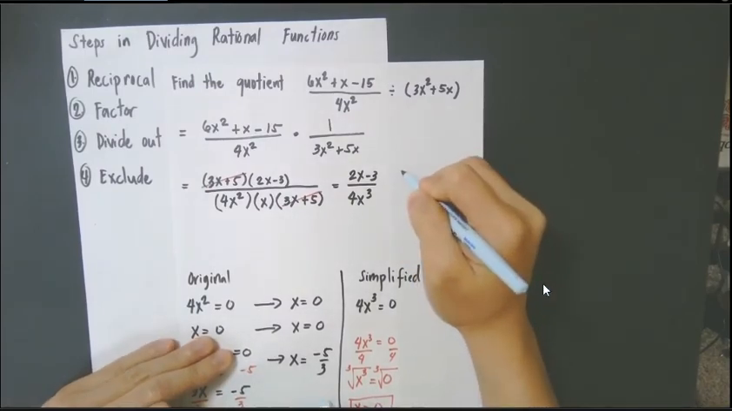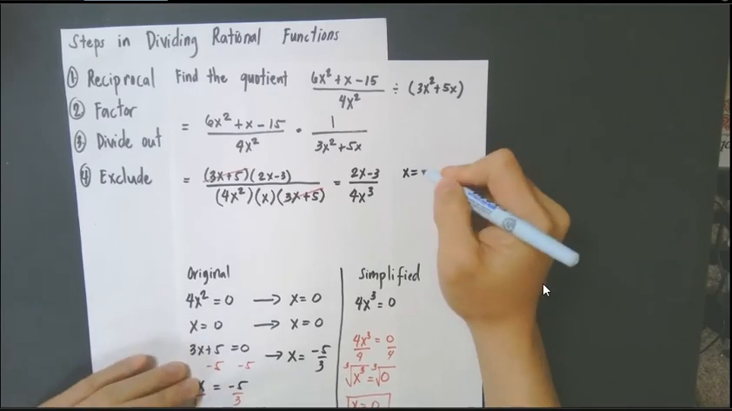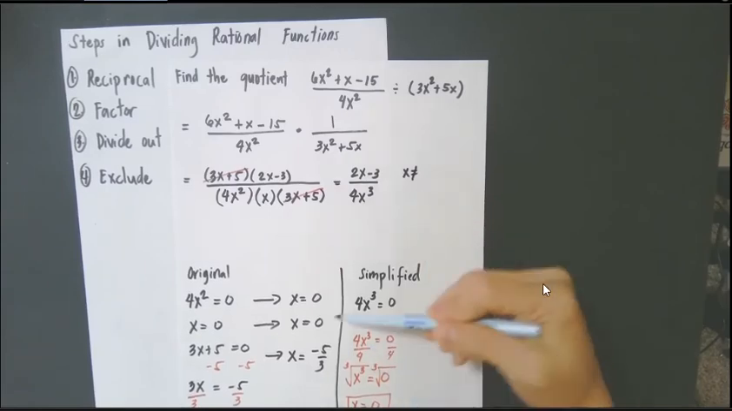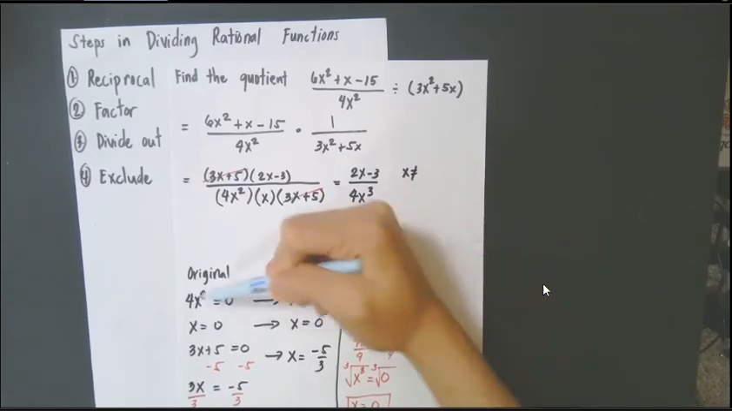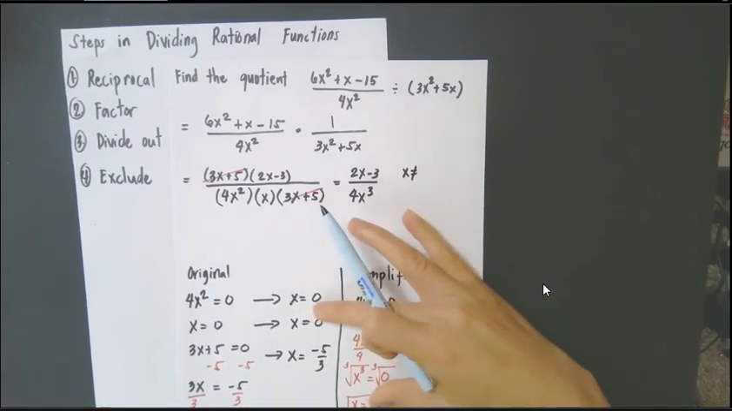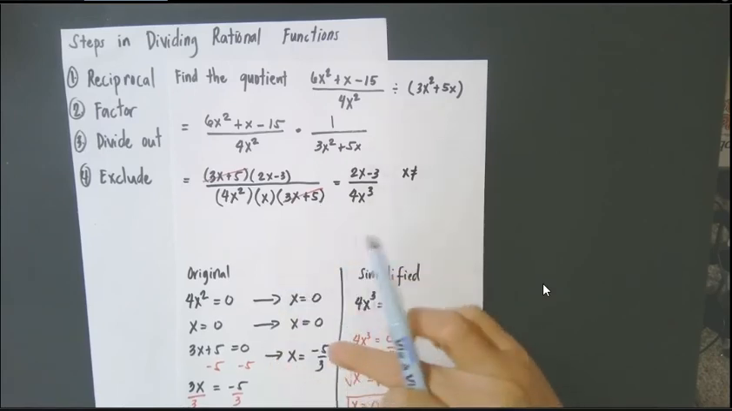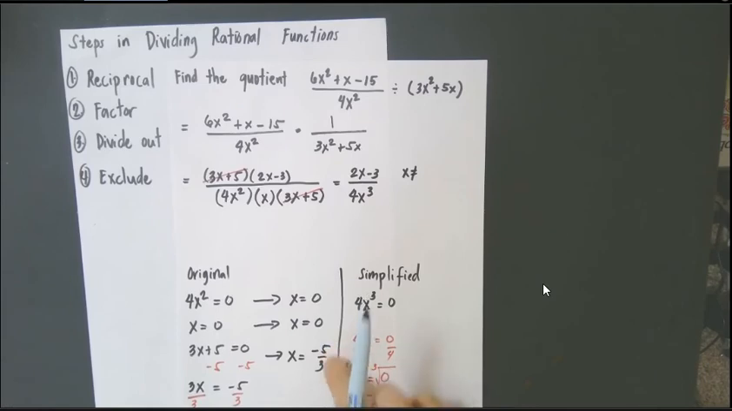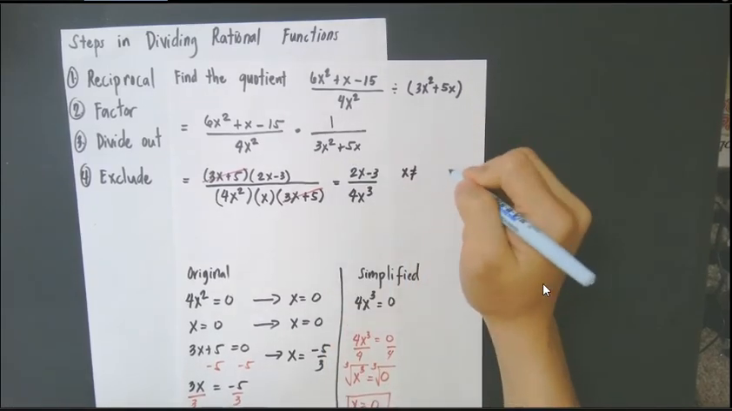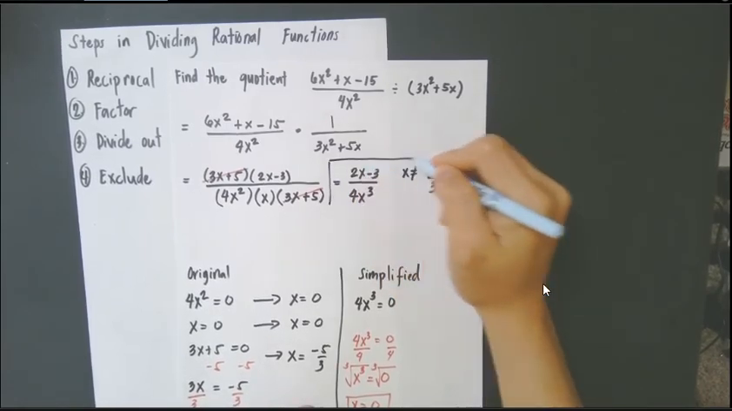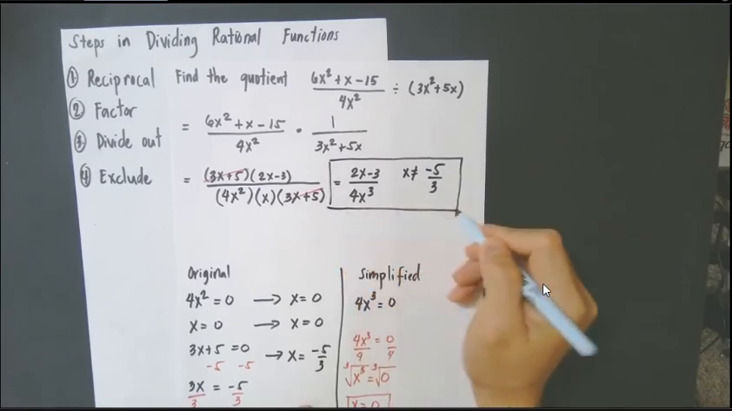Because the simplified and the original both have excluded values of zero, we don't need to write them. We just need to get the difference, the different excluded value, which is negative 5 over 3. So for this problem, our excluded value will be negative 5 over 3. So that's your simplified form and your excluded value.